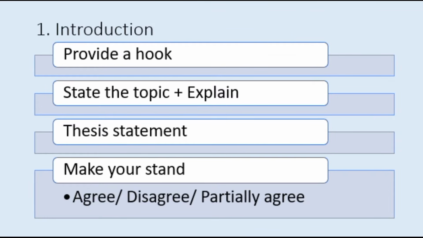Next is for you to write the thesis statement. A thesis statement is a statement that is going to show the reader how you are going to interpret your subject. And the very last sentence is for you to make your stand. So this is going to be your closing sentence. You make your stand by saying whether you agree, disagree, or partially agree to the topic being discussed.